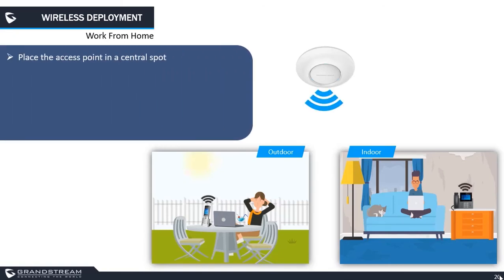With the prevalence of working from home these days, there are some best practices that users should take into consideration so that working from home can become a pleasant experience and not experience any issues. One of the things, or the most important thing, is place the access point in a central spot. So when you roam around your house, you can always have a signal.